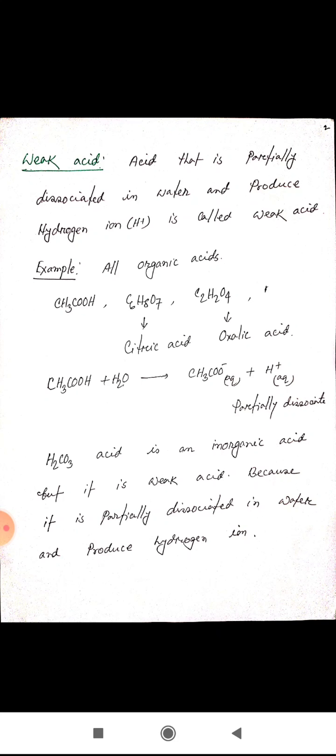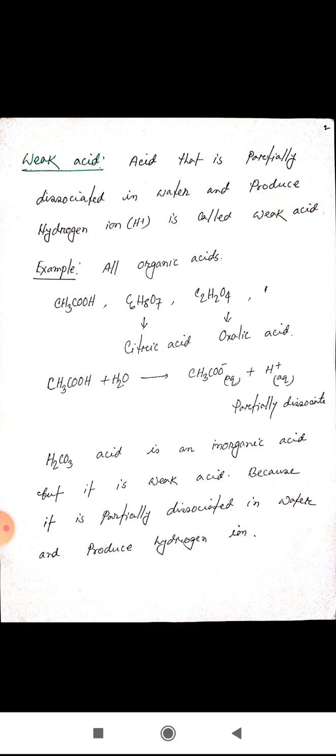So if we dissolve acetic acid or citric acid or oxalic acid in water, it will produce hydrogen ions and will be partially dissociated. So all of the organic acids will be weak acids.